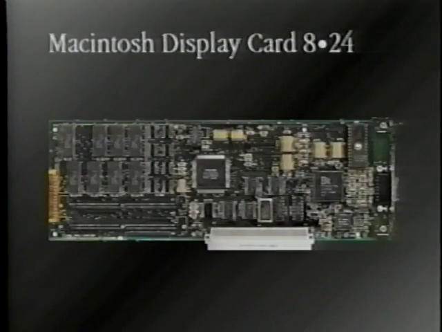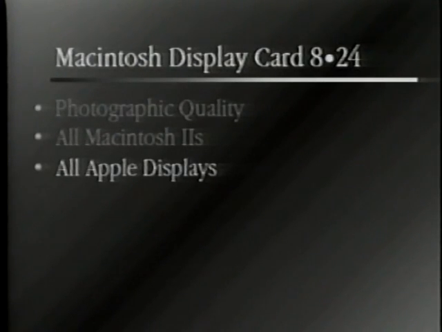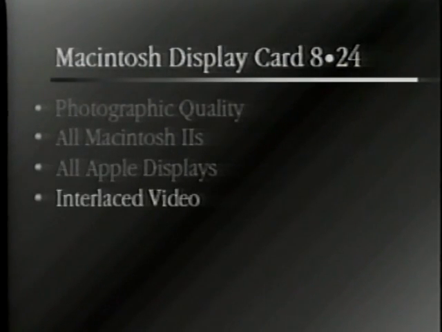This new card, as I said, supports 24 bits per pixel, or 16 million colors on the Apple 13-inch monitor. It supports 8 bits per pixel on any other Apple display for the Macintosh. It runs on all Macintosh 2 systems, Mac 2s all the way up through the 2CI. It's compatible with existing applications and runs on all Apple monitors. It also supports interlaced video, TV standards, PAL and NTSC, through an adapter device.